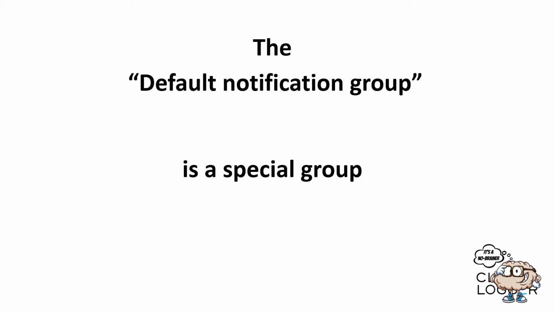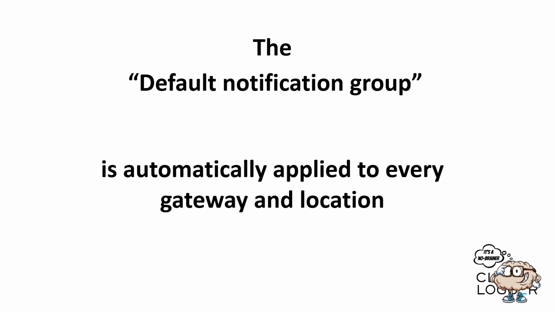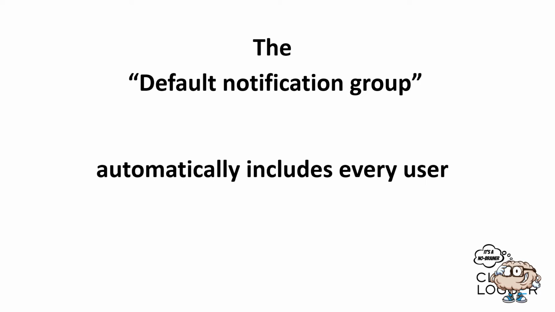There's a special notification group in the system called the default notification group. The reason it's special is, firstly, we automatically create it with every new site. You don't do this, you just add a new site, and there's a new notification group. We use that default notification group on every new location and gateway that you add to the system. That way there's always a notification group that's going to be used if there's a problem. You can turn that notification group off, you can add other notification groups, and you can use other notification groups with your gateway and location, but this is the default one.